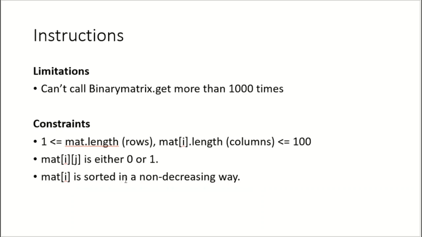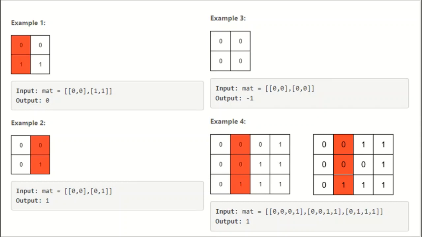And the third constraint is that every row is sorted in a non-decreasing way. What that means is that if in a certain row you know that a certain column has a 1, then every column to the right of it is 1. And if you know that a certain element in that row is a 0, then every element to the left of that 0 would be a 0.